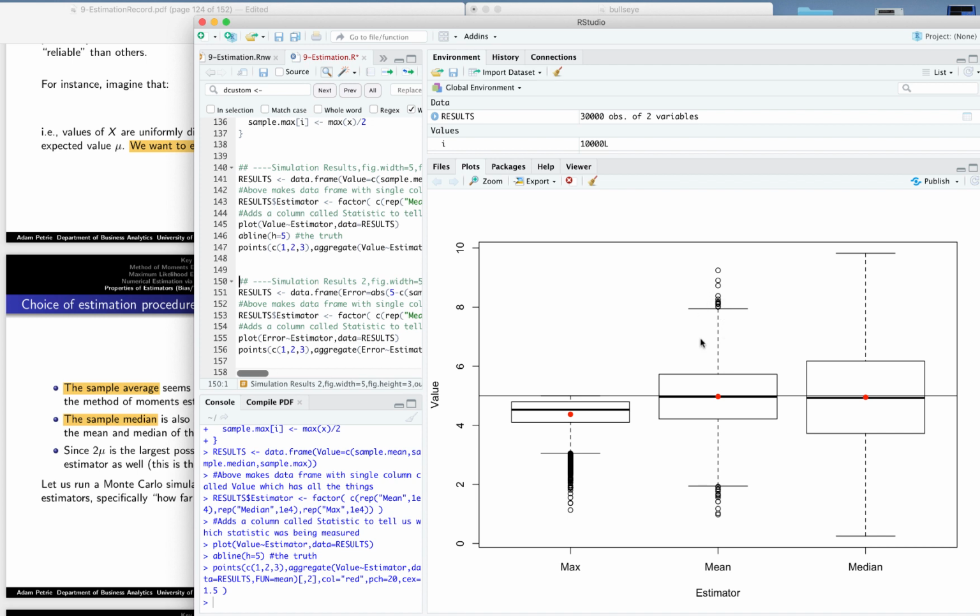Sometimes the sample average was quite a bit above 5. Sometimes the sample average was quite a bit below 5. But on average, and that's where this red dot is, it lands right where we want it to be, right at 5 here.